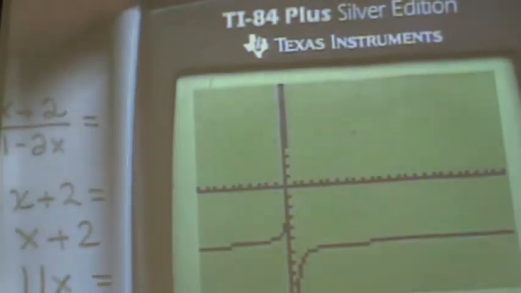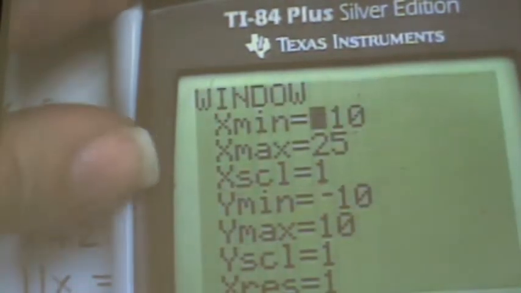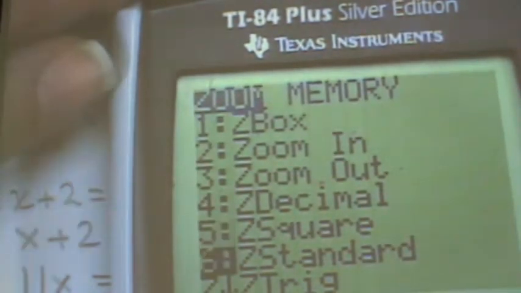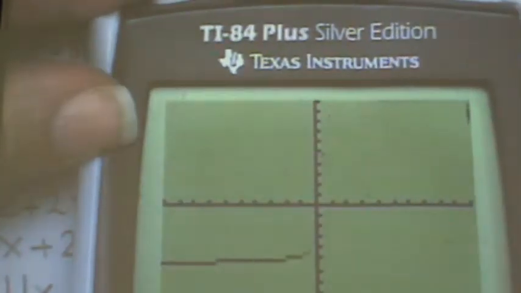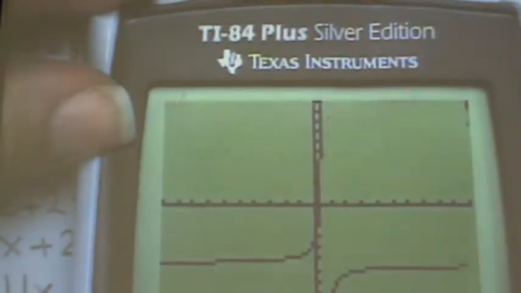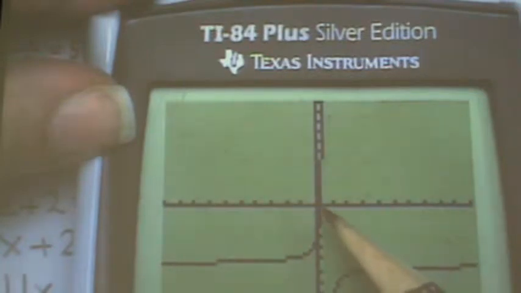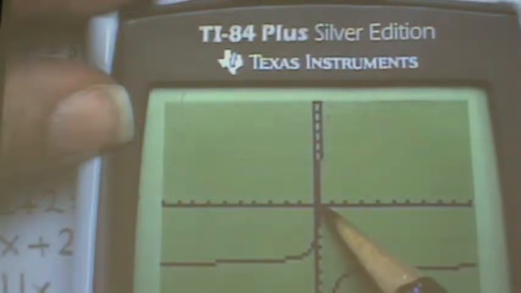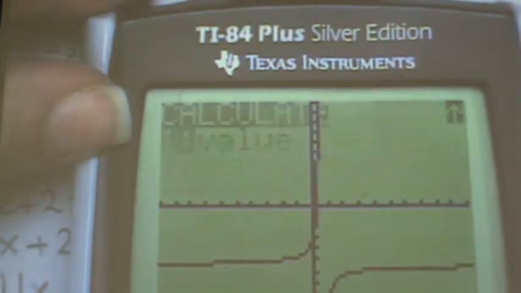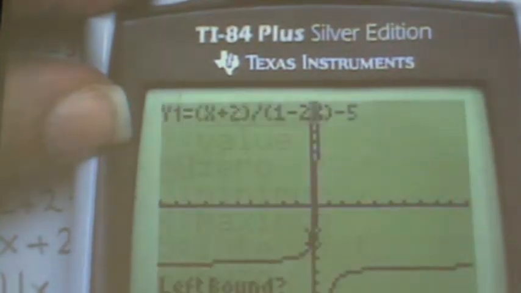Okay, I'm going to look at my window for a second. I'm going to zoom to standard. Now, where the graph hits the x-axis right here, that is the solution. How can I figure this answer out right here? You can hit second, calc, 0.